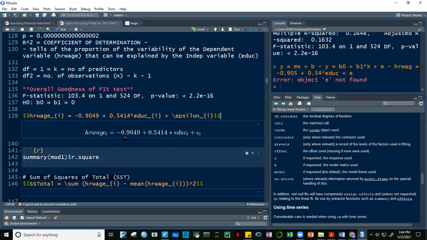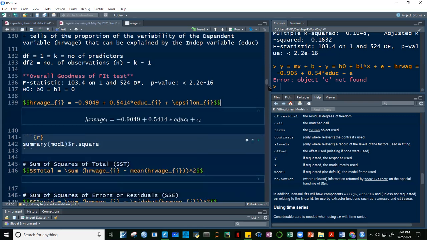Hourly wage is equal to negative 9.049 plus 0.554 times education plus epsilon sub I. So epsilon sub I, ibig sabihin error term yan, no? Okay? Kung papalitan natin yung value ng education, so gagawin natin computed, lalagyan natin to ng hat, no? Saka matatanggal yung epsilon sub I. Alright. So ituloy natin.